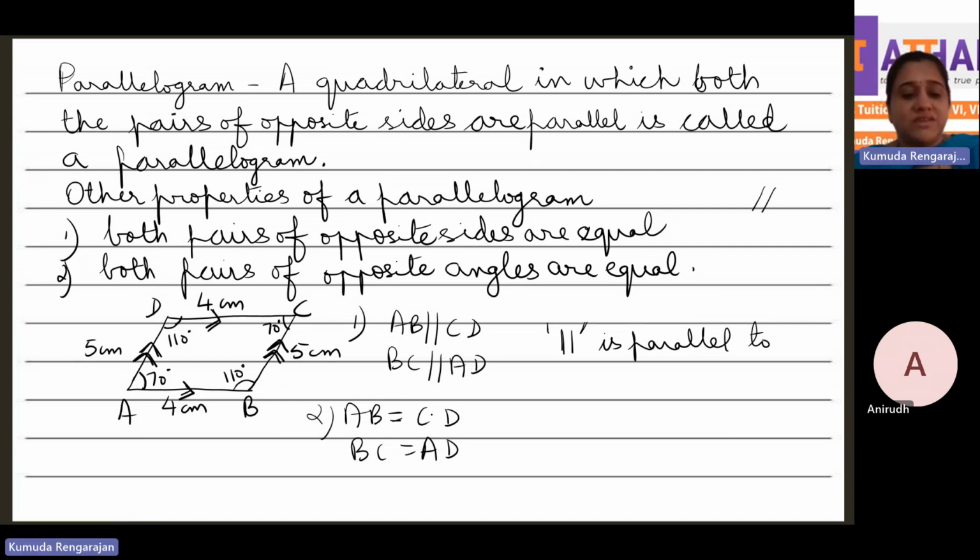So AB is equal to CD and BC is equal to AD. And what's the third thing I've written? The third thing, both the pairs of opposite angles are also equal. That means angle A is equal to angle C. Also, angle B is equal to angle D, in a parallelogram.